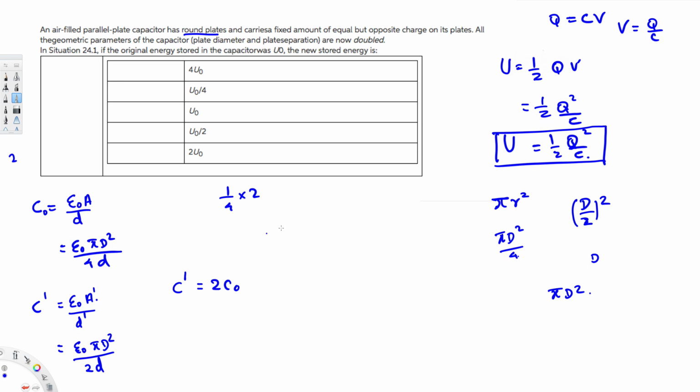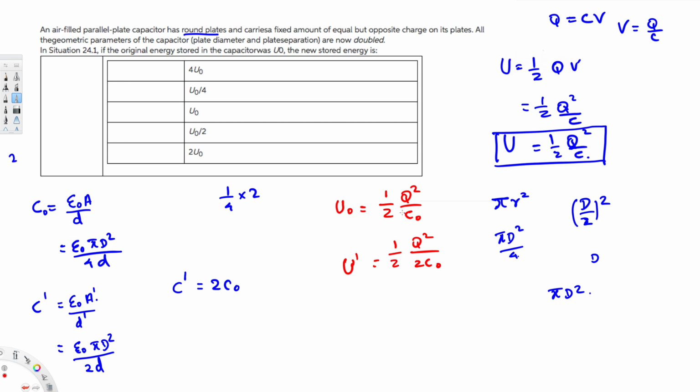So now let's go ahead and plug into this energy equation: U is equal to half Q squared over C. Let's look at the initial condition. The initial condition is just going to be C naught, when we don't change anything. So we are going to have half Q squared over C naught. And when we double the distance and diameter, we get 2 times C naught. So that's C prime, and we can plug in half Q squared divided by 2 C naught.